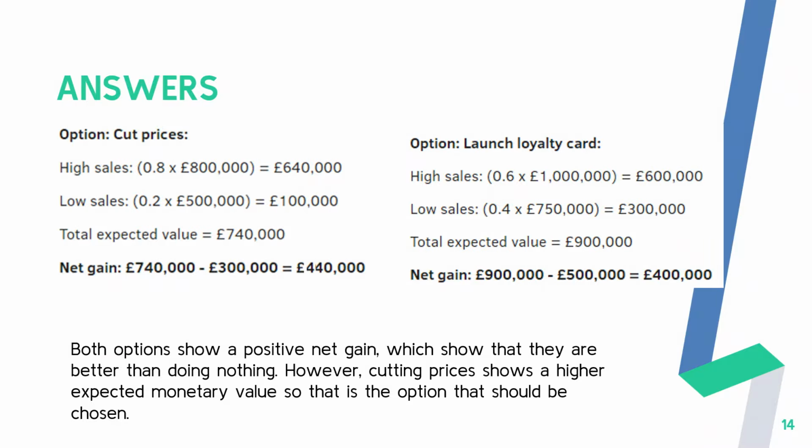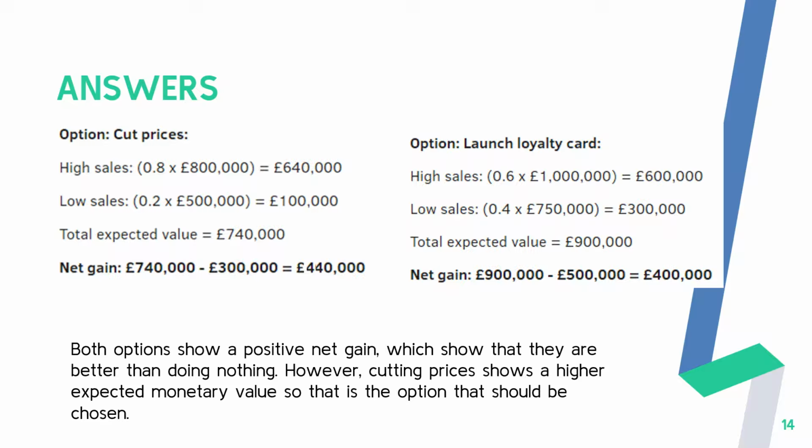And here we have the working out. Remember, it is necessary to show your working to get full marks. So our first option was to cut prices. We times the probability, 80% or 0.8, times the expected revenue. We did the same thing with low sales, and our expected value or expected revenue was £740,000. Don't forget the last step of removing the costs, in this case 300,000, and we got £440,000.